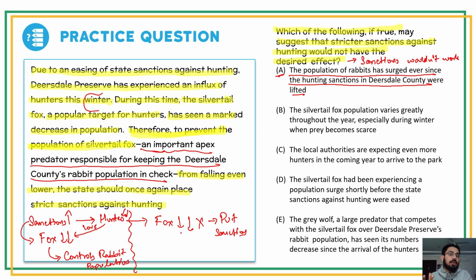You have to pick an option which tells us that putting sanctions wouldn't work. This doesn't do that. Clearly doesn't do that.